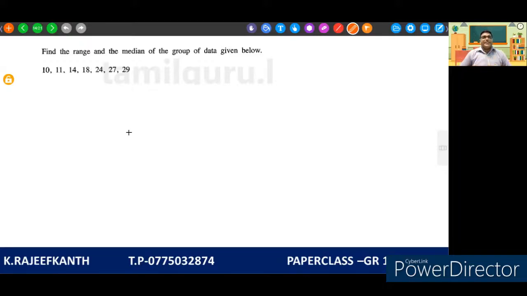Okay, here, find the range. So how can we find the range? Range is equal to maximum value minus minimum value. Here, what is the maximum value of this distribution? Here, 29. Then the minimum value is 10. So 29 minus 10 is equal to 19. Then the range is 19. Now the median.